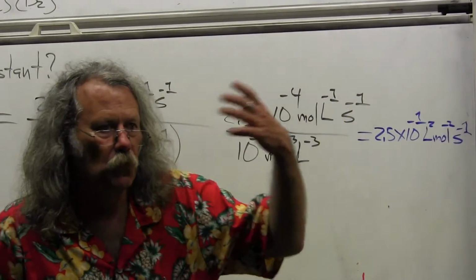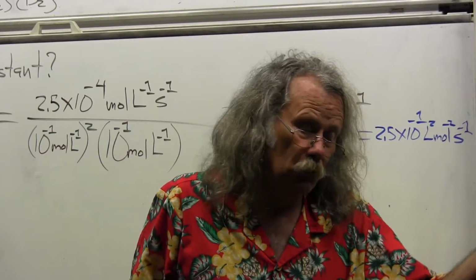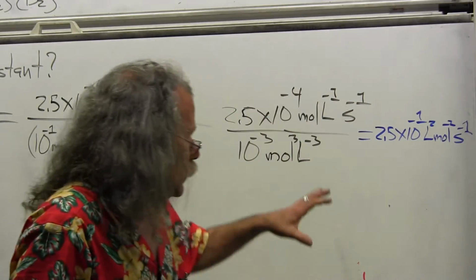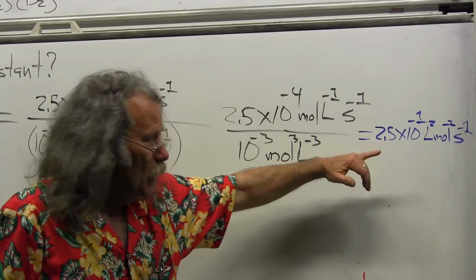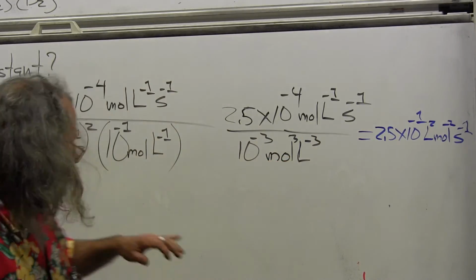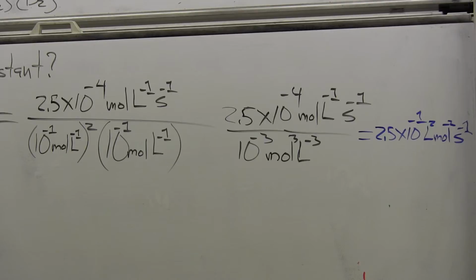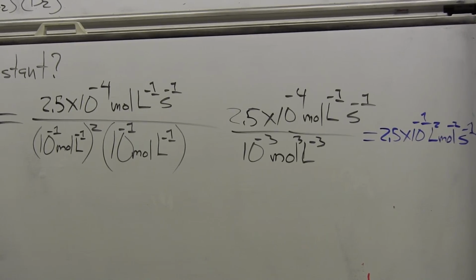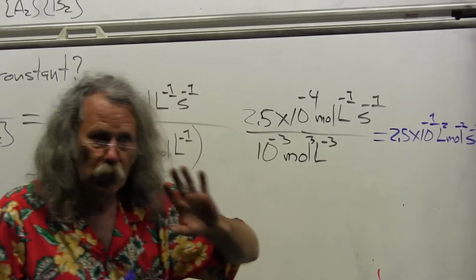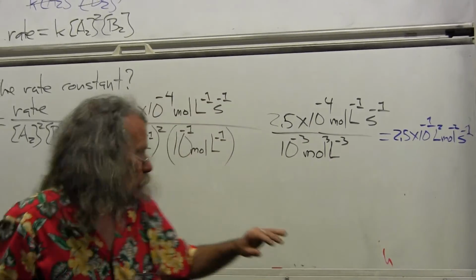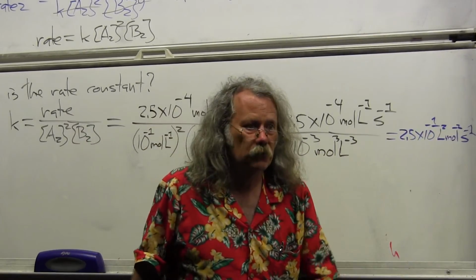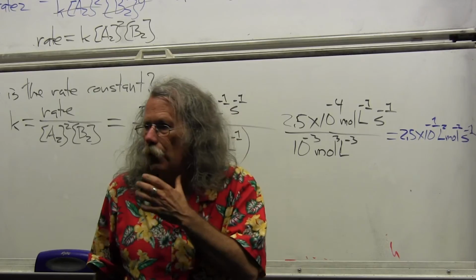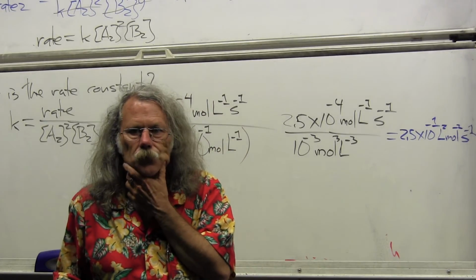It's just reciprocal molarity, the reciprocal molarity squared. But this is characteristic of all third order processes. All third order processes have these units for the rate constant. The rate constant is going to have the units of liter squared per mole squared per second. Okay? Are there any questions about that?